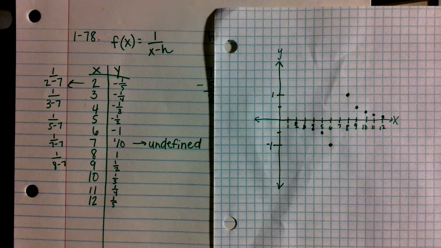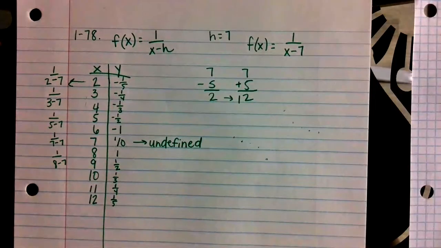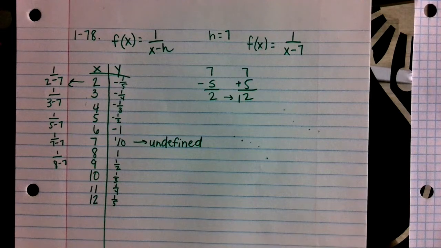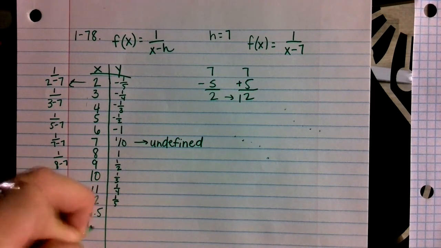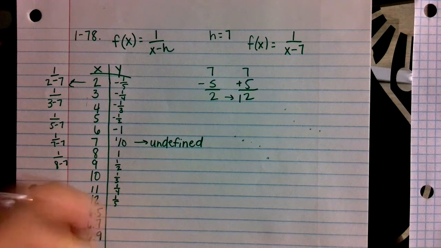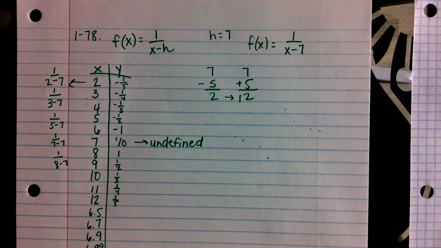So we're going to look at some decimals to see if we can figure out what trend is happening as we get closer to 7. Try some decimals that are close to 7, and we're going to look at both sides. So I'm going to choose 8 input values that are very close to my value of h and on each side of h. So for example, I'm going to work with 6.5, 6.7, 6.9, 6.99.